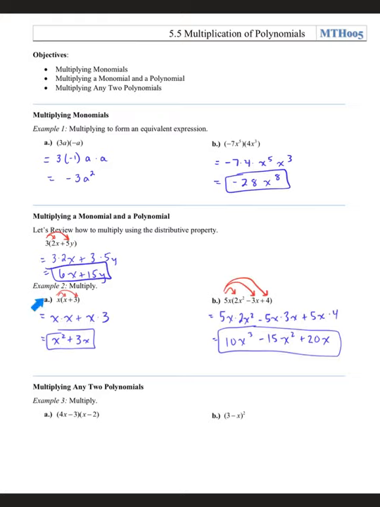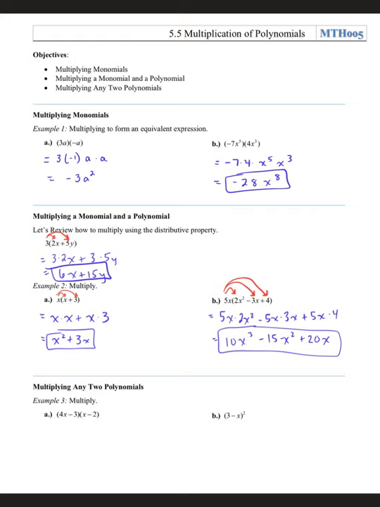Okay, you can see in example 2a, we get x squared plus 3x. In example 2b, we get 10x cubed minus 15x squared plus 20x. And you can see that I just distributed just like we did in the previous one. A lot of times once we get familiar, we'll start skipping this step here. I like to write it out just because it helps me not forget anything.